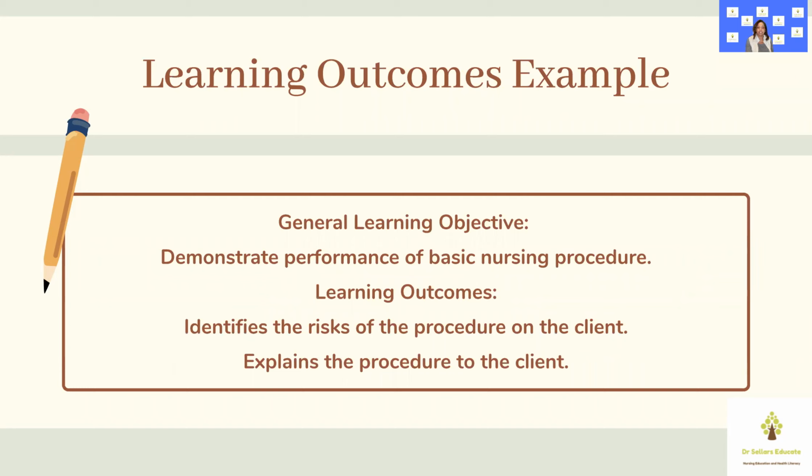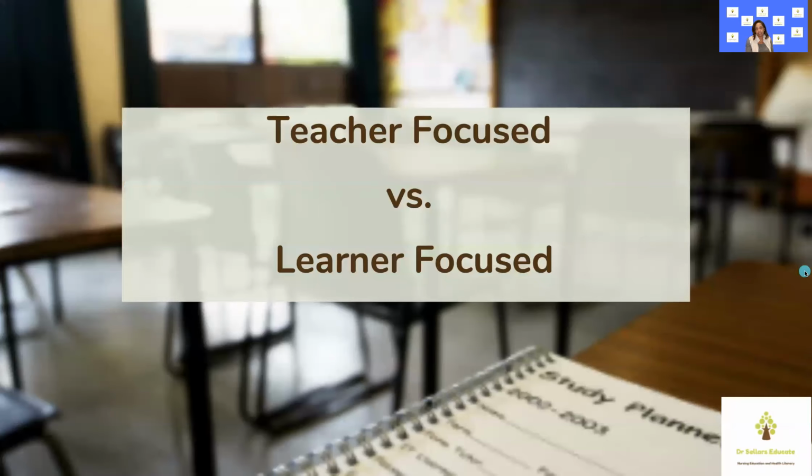So let's take a look at an example. So here you see an example of a general learning objective. The student will demonstrate performance of a basic nursing procedure. Learning outcomes that could be tied to this specific learning objective is that they will identify the risk of the procedure to the client and then explain the procedure to the client. So students have to understand the why, right? They have to understand the what in order to complete this outcome and to meet the learning objective related to this class.